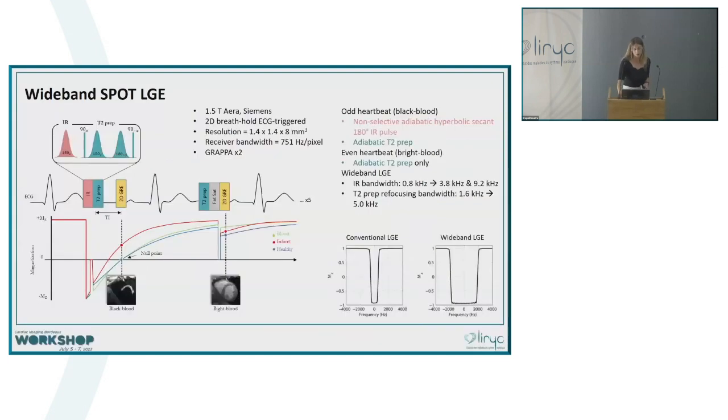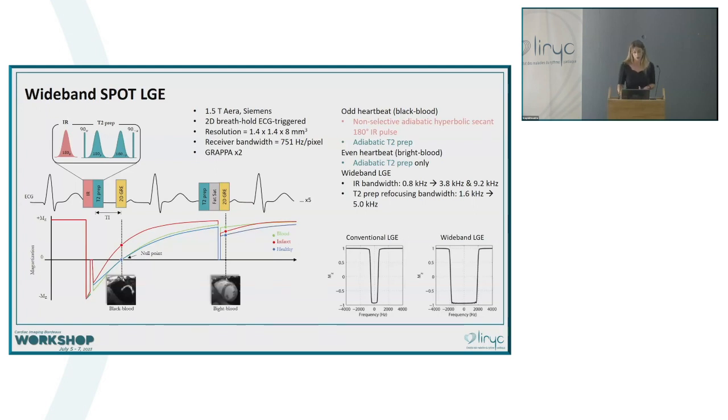The sequence is as follows. It's ECG triggered. I'm currently working on the 2D acquisition. It's breath hold. It's on the 1.5T scanner. At the first heartbeat, we apply an inversion pulse followed by a T2 prep module, and this allows us to get the black blood image. So we have both the healthy myocardium and the adjacent blood pool dark. At the second heartbeat, we apply only a T2 prep preparation in order to get the bright blood image, and we repeat this 5 times in order to increase the SNR.